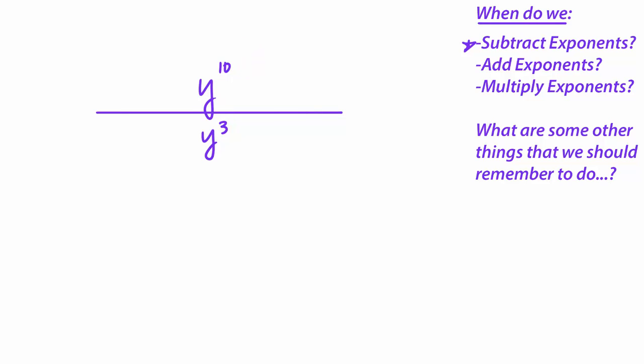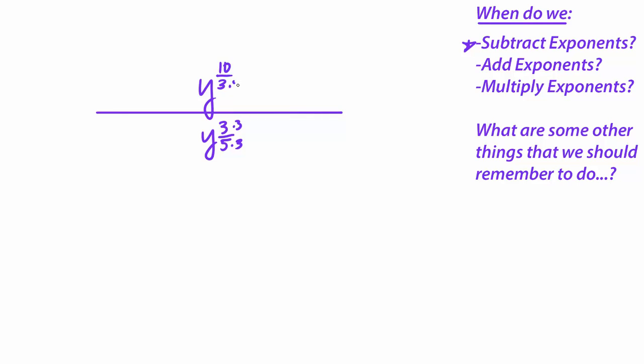Now, what if we don't have nice whole numbers? Because on your quiz you probably won't. This whole section is about fractional exponents. So what if it is 10 thirds over 3 fifths? Well, then you have to get common denominators because you're subtracting fractions. And so 3 and 5 would meet up at 15, which means you adjust them both and you see which one is actually bigger.